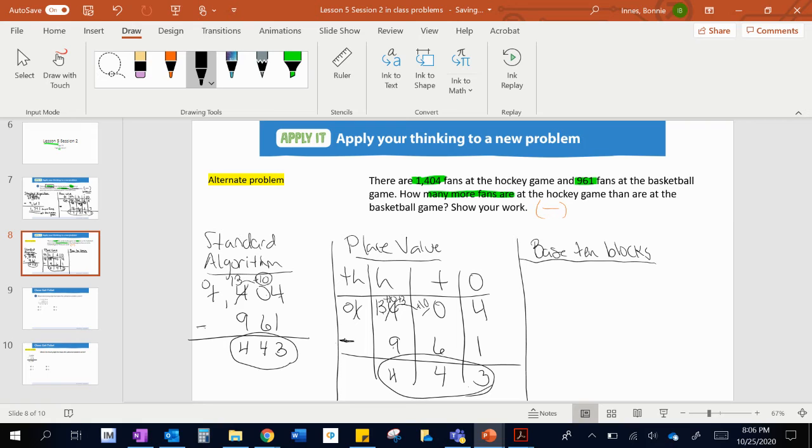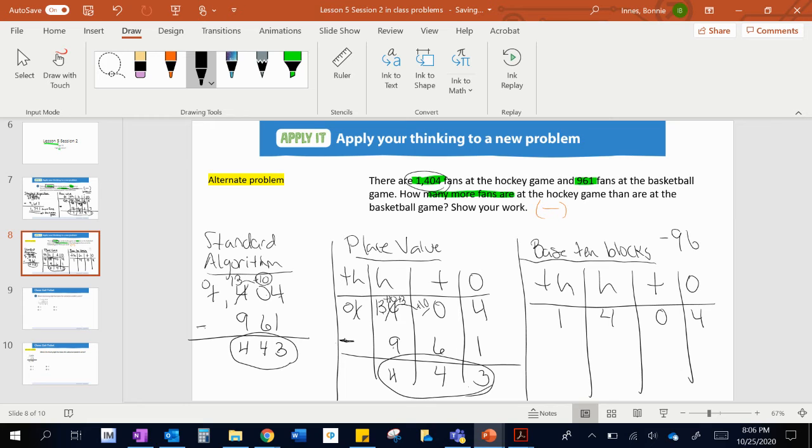Let's see it in place value. Base 10 blocks. Ones, tens, hundreds, thousands. When we're working in base 10 blocks, we only put the first number. So 1,404, because we're going to take 961 away from this number.